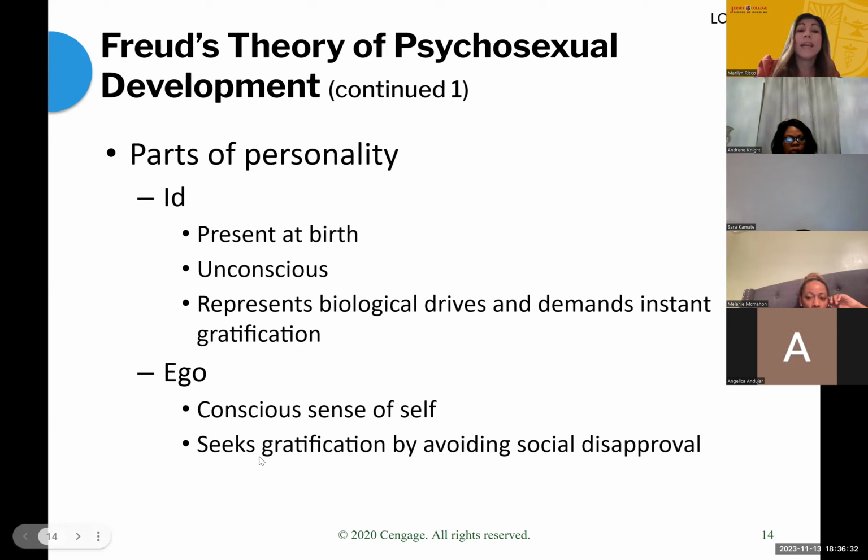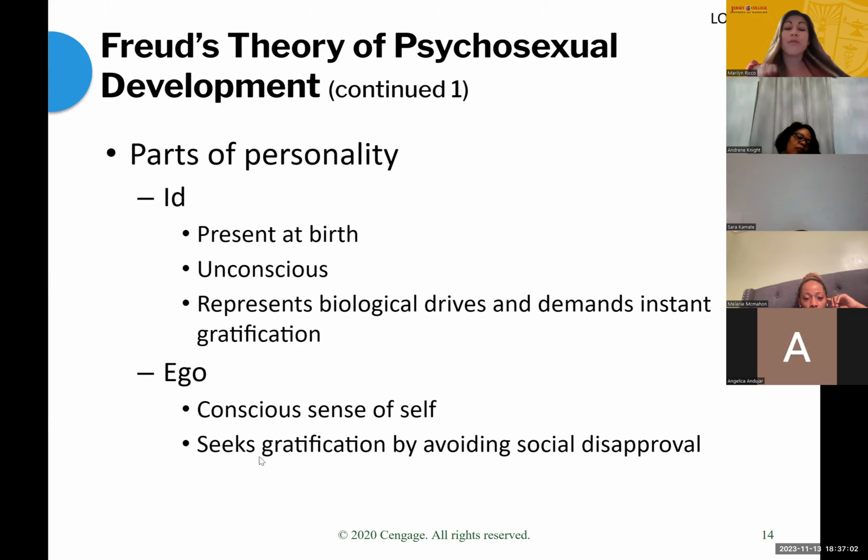And then the ego is the conscious sense of self. It seeks gratification by avoiding social disapproval. So think about yourself or a child looking in the mirror for the first time and seeing themselves, right? It's a conscious sense of yourself, who you are, what you are, how you look, what you want to be. And as you get older, that ego develops because you decide what you want to be, who you want to be, what groups you want to be with, right?